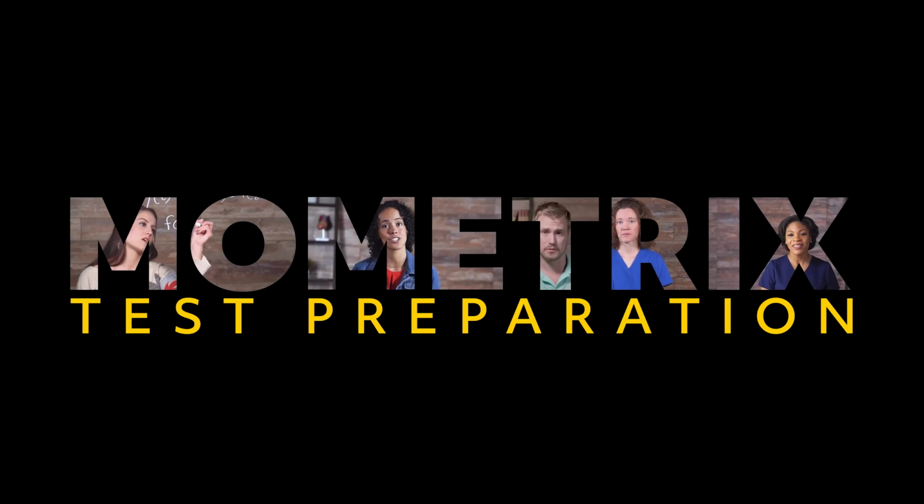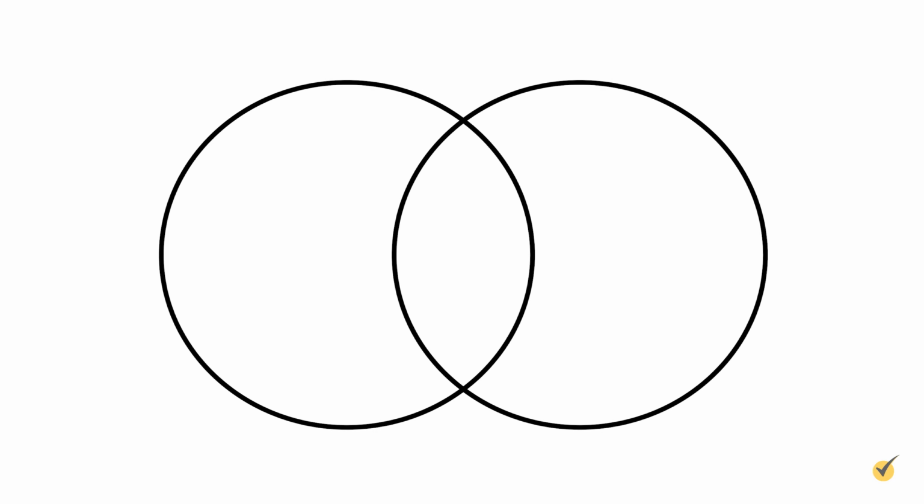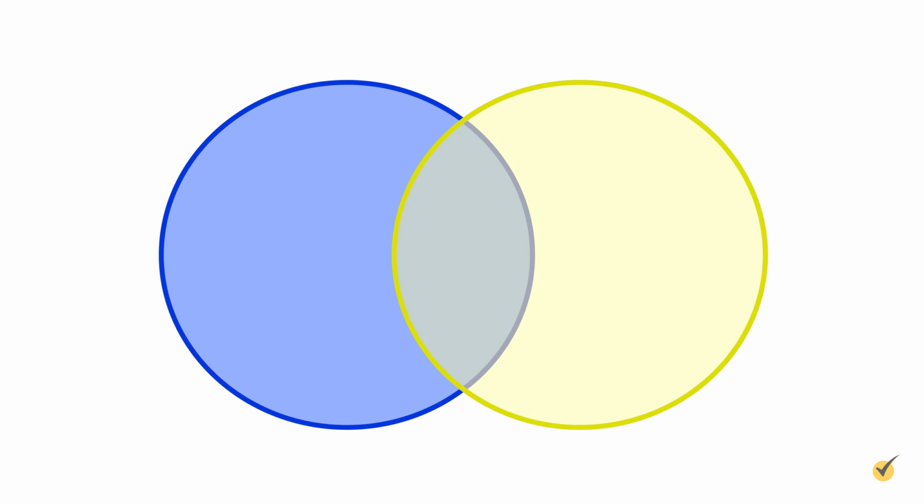When it comes to set theory and set operation problems, it can often be helpful to visualize the problem with a picture. Venn diagrams are helpful tools for doing exactly that. A Venn diagram is typically drawn with two overlapping circles. Each circle represents a set, and the middle area where they overlap represents items that belong to both sets.